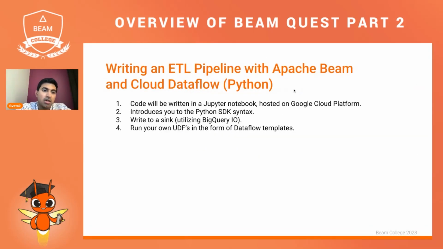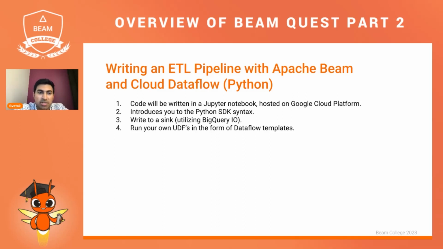And finally, the last lab is going to be talking about writing an ETL pipeline in Apache Beam and running that on the Cloud Dataflow Runner. If you remember from the first lab, this is very analogous to how the first lab was structured, except that one was in Java. This one will be in Python. So the code here is going to be written in a notebook, and that's going to be hosted and run on Google Cloud Platform infrastructure.